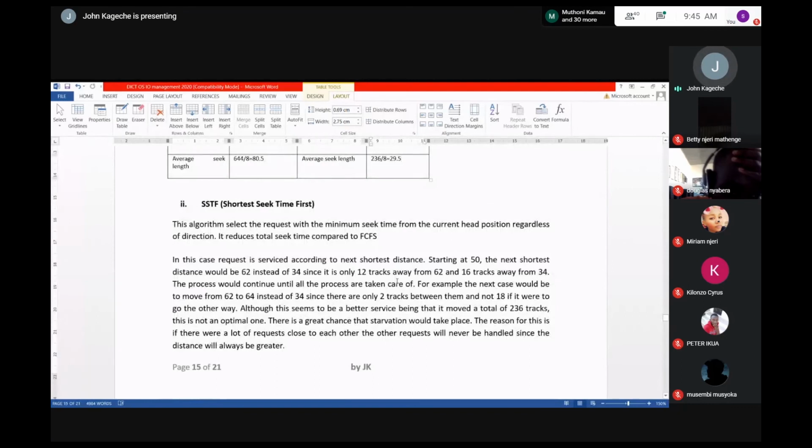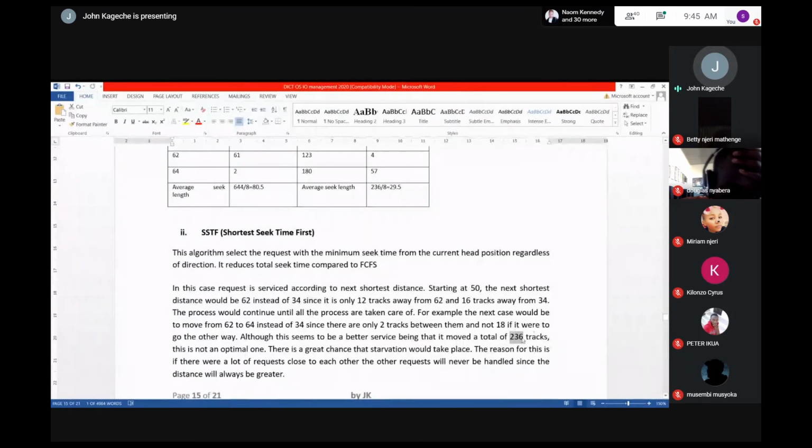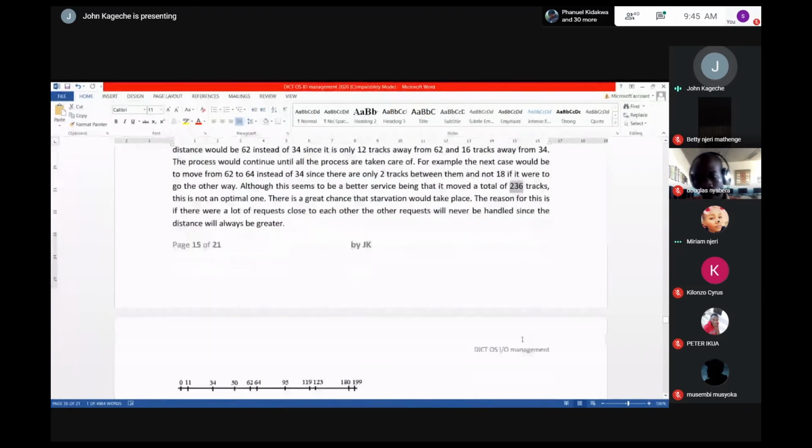Yeah, and I believe when you look at this, you will find the note saying the number of tracks traversed. You can see, like now in the shortest seek time, we are being told the number of tracks traversed are what? What I have highlighted is 236 tracks. Are we together? Am I alone, or are we together? You can unmute and talk.